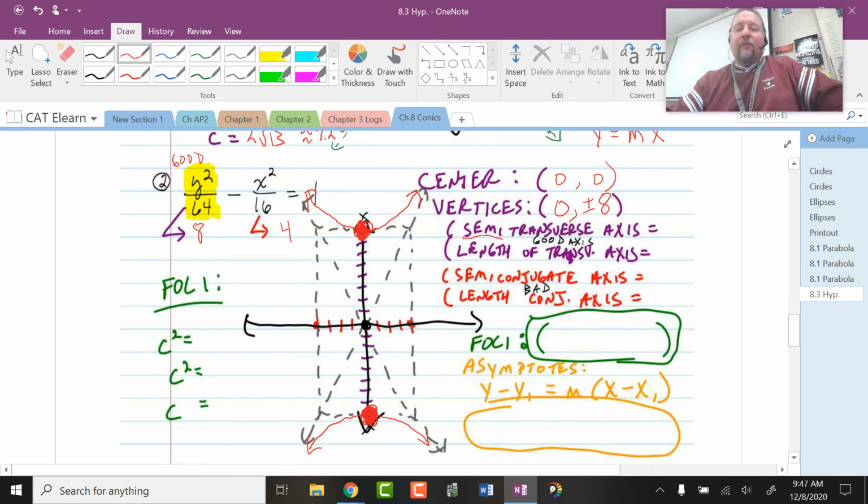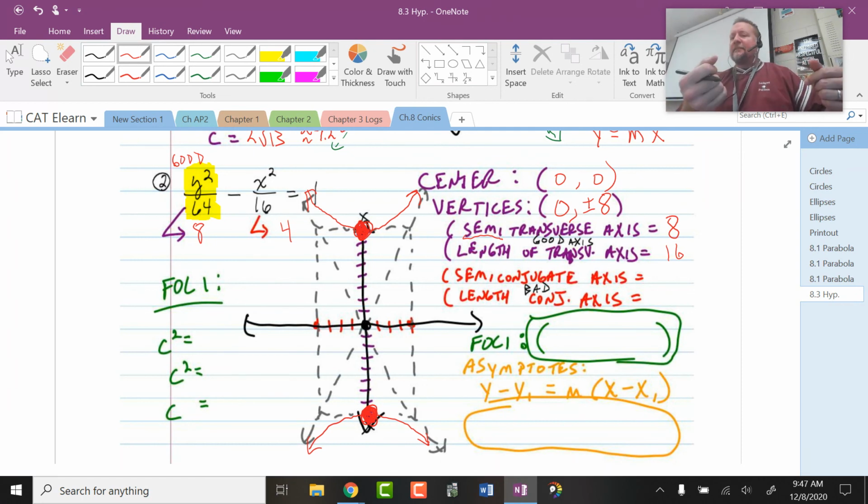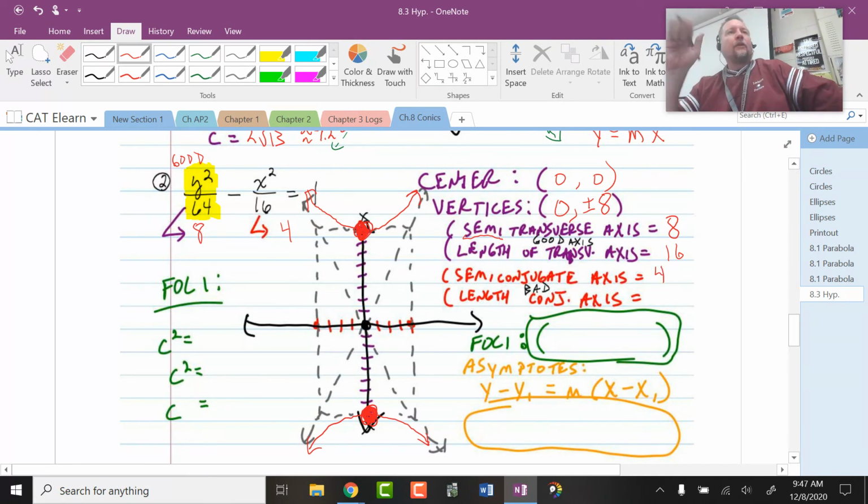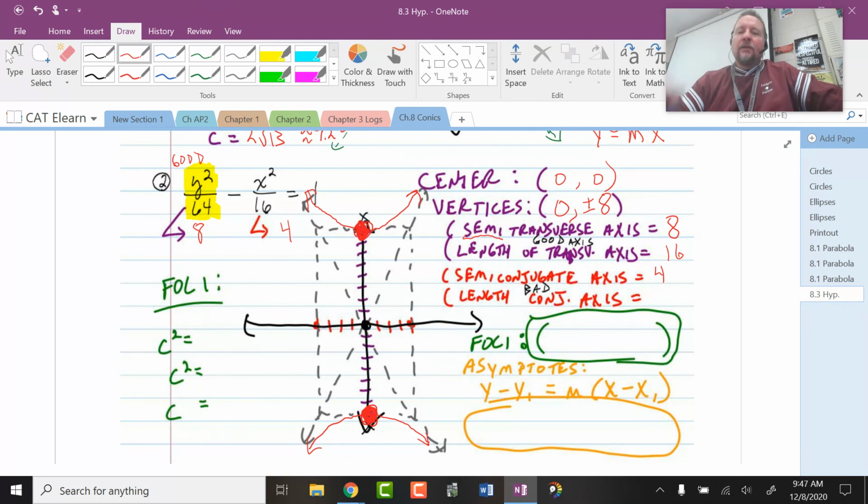The semi-transverse axis, they're looking for a length. Transverse axis is the good axis. It's actually just the y-axis radius. The good move that connects the vertices. The length of the transverse axis, 16. It's a length of 16. So they ask these silly little questions just to see, do you know what the good axis is? And then semi-conjugate axis, that's the bad axis. That was the one that's not connecting the vertices. The only purpose of it is to get my box so I can draw my asymptotes. The length of it is, well, 4 plus 4 is 8. So that's what that length is.